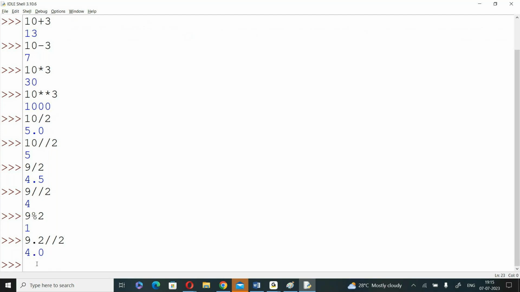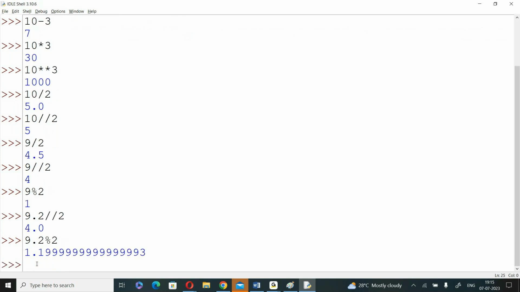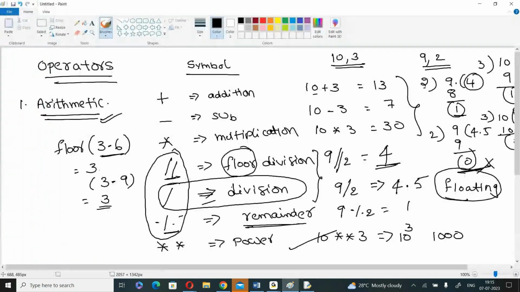Now, 9.2 percentage 2. What happened? 2 fours are 8. What is the remaining value? 1.2 is the remainder. You got it? 1.19999 and so on. This is the remainder. Now you got it? These are the arithmetic operators. They play a very crucial role in any program.